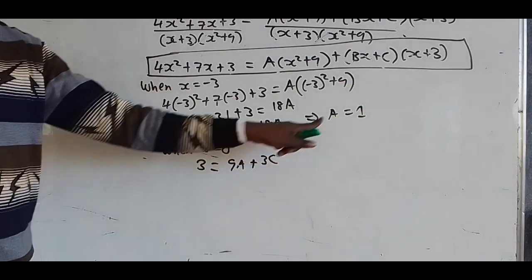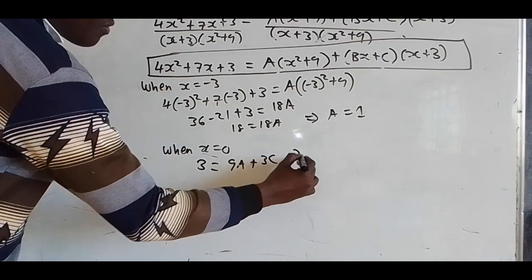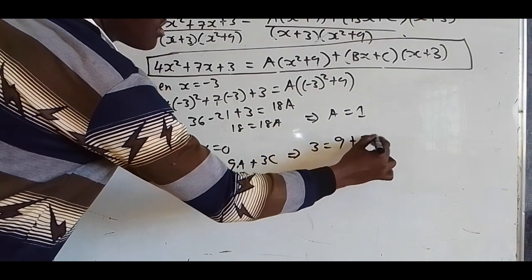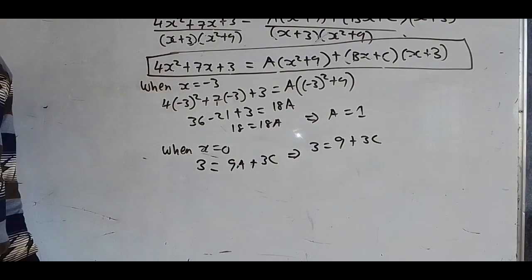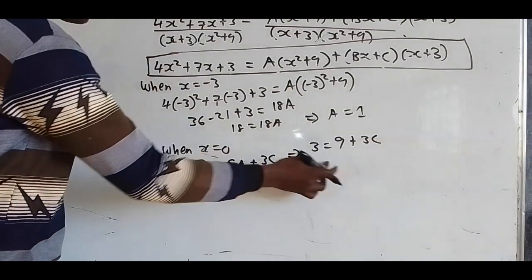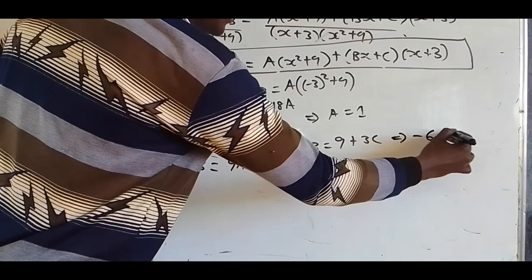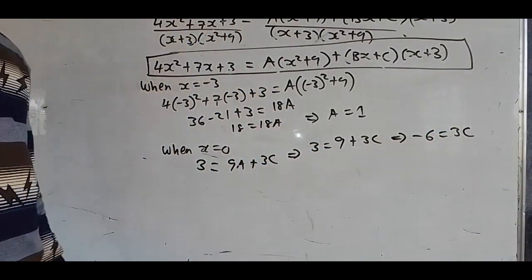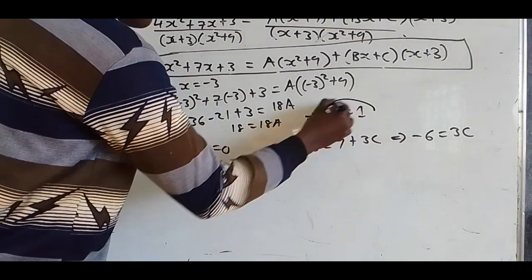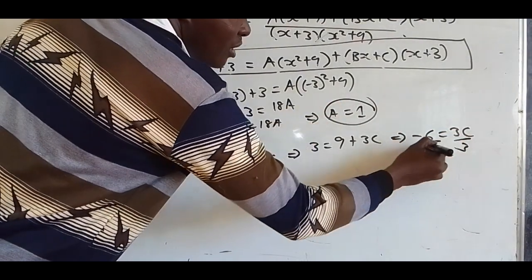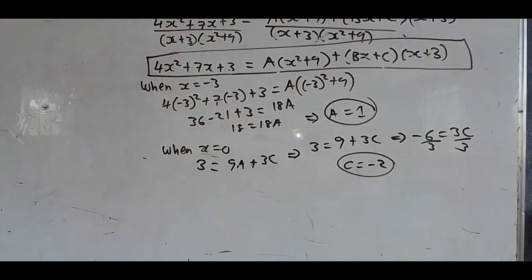Then you substitute the value of a because you've already found a to be 1. So it is 3 into 9 plus 3c, isn't it? Because a is 1. So taking 9 this side, you get 3 minus 9, which is negative 6, equal to 3c. So you divide both sides by 3 to get c. Are we together? So we found a. If you divide both sides by 3, what do you get c to be? Negative 2. You found a and c.